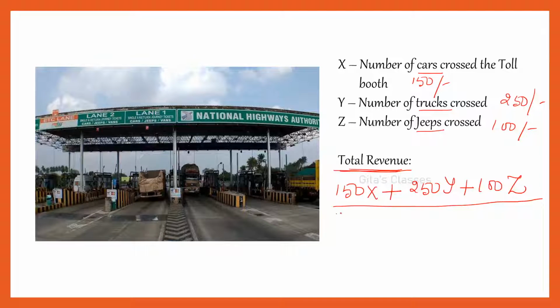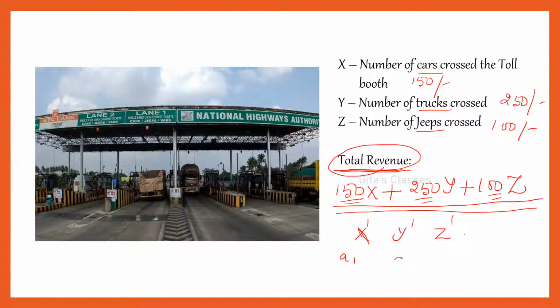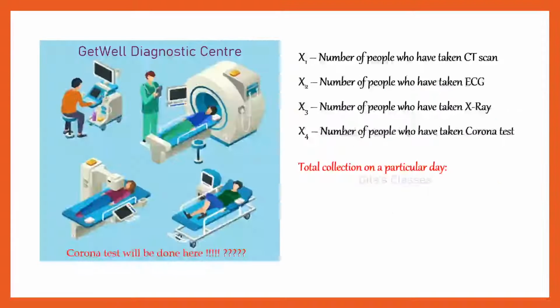Why are we using this linear combination? To evaluate the total revenue on a particular day. Okay, so we are assuming some constants here for X, Y, Z, and we are considering X power 1, Y power 1 and Z power 1. That is why it is called linear combination. These variables are multiplied by some constants A1, A2, A3, like that. Then we are taking the summation. So this is called the linear combination because it is power 1 only.